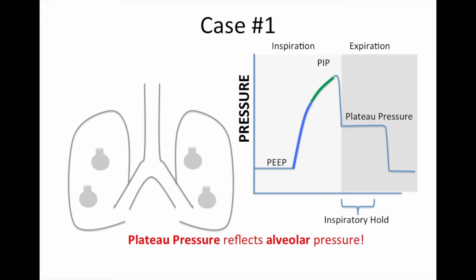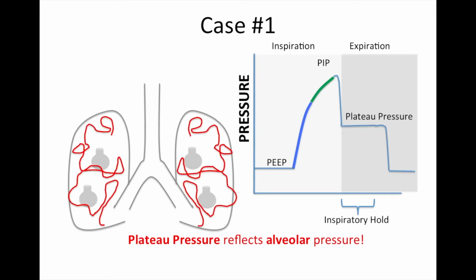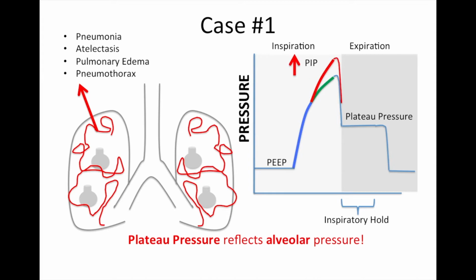In the first case, there is bad stuff in the parenchyma causing low compliance. Examples are pneumonia, atelectasis, pulmonary edema, pneumothorax. Because of the low compliance, we need more pressure to inflate the alveoli, and our PIPs will increase. Since plateau pressure reflects alveolar pressure, it will also be elevated.